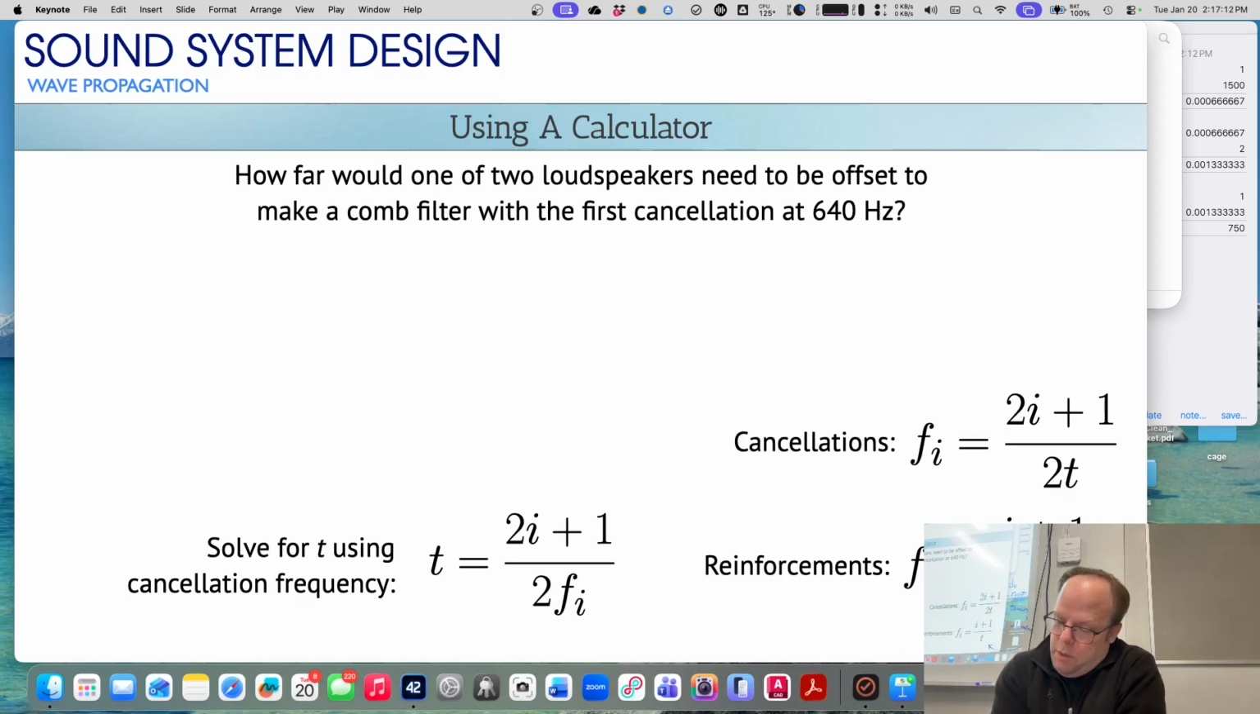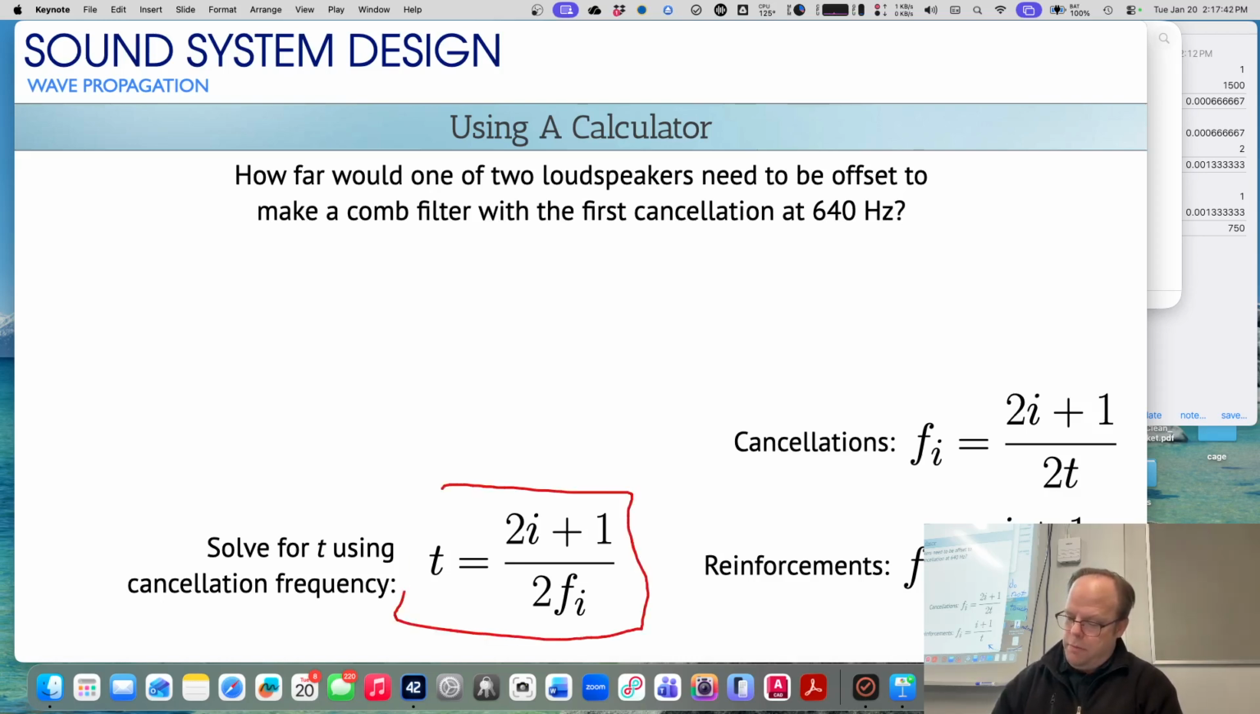How far would one of two loudspeakers need to be offset to make a comb filter with the first cancellation at 640 hertz? Ultimately, I'm looking for a distance here. So I need to get t, and then I'll convert time to distance. I'm going to need the solve-for-t version of the cancellation equation, which I have included for your convenience here.